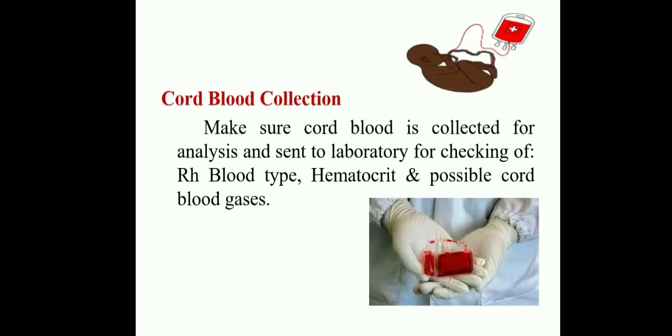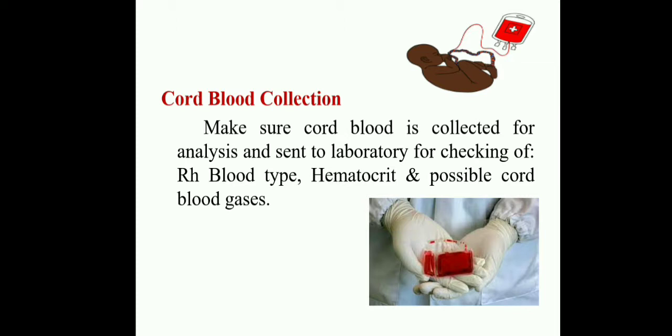Next is cord blood collection. Why are we collecting the cord blood? Make sure cord blood is collected for analysis and sent to the laboratory for checking of Rh blood type, hematocrit, and possibly cord blood gases.